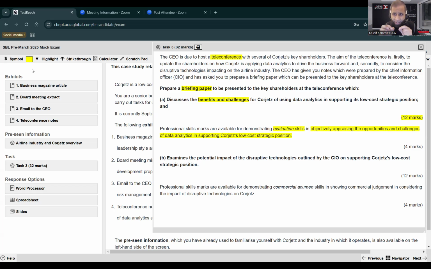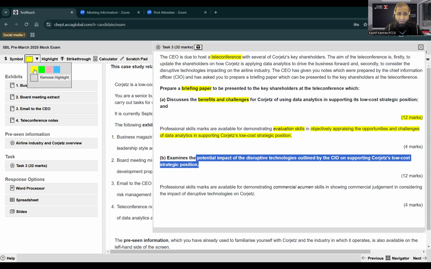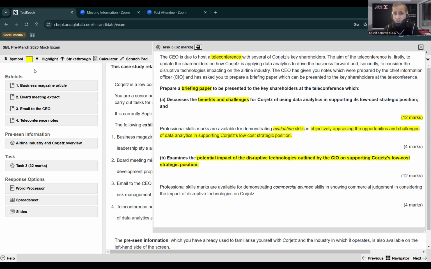So evaluation here means that within the boundary of the information you have, do the best evaluation, objective evaluation within the information given to you. So that's when you're writing the 3 points for benefits and 3 points for challenges. Okay, in the second part, examine the potential impact of disruptive technologies outlined by the CIO in the exhibit number 4 on CodeJets. So what will be the impact of disruptive technologies on CodeJets?